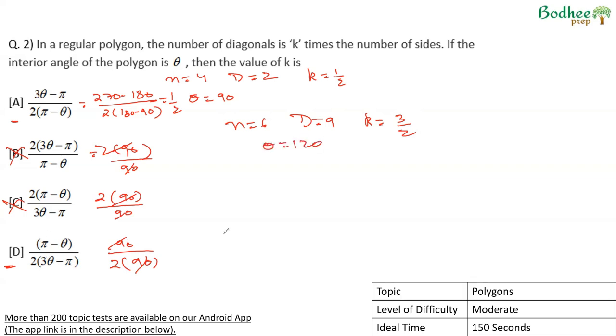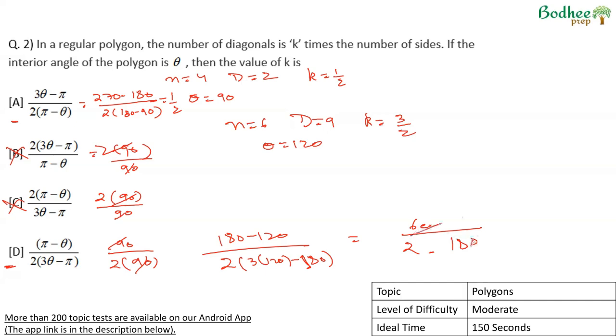Let us put the values here. 180 minus 120 upon 2 into 3 into 120 minus 180. This becomes 60 upon 2 into 360 minus 180, which is 180. Clearly, we are not getting 3 by 2 as k.